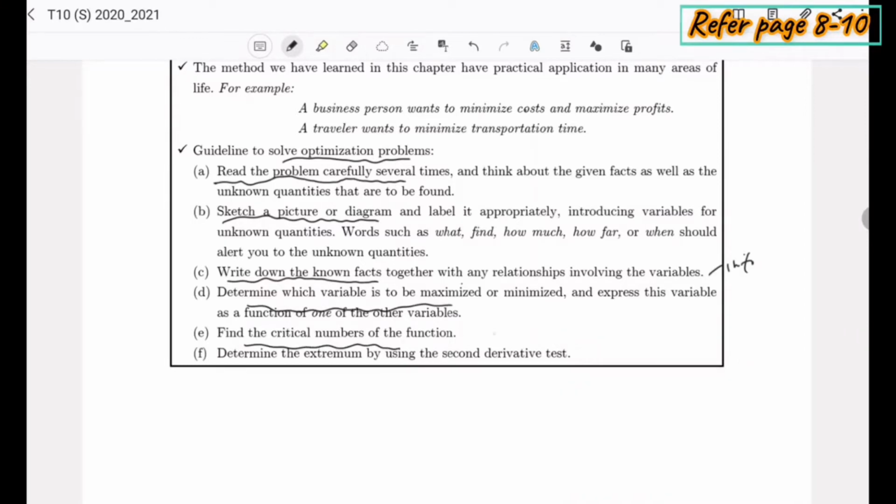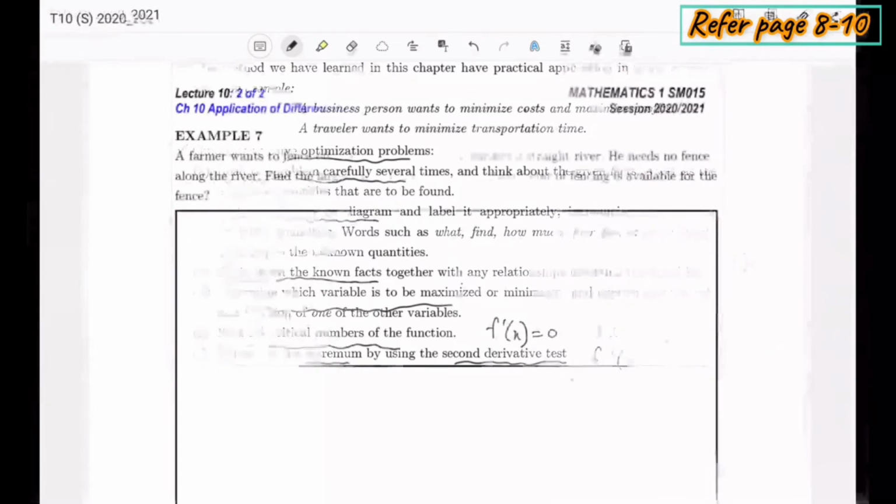Find the critical numbers. You need to get the first derivative and equate it to 0 to get the values of your x's. Then find the extremum by using the second derivative test. So meaning you need to get your f double prime x.